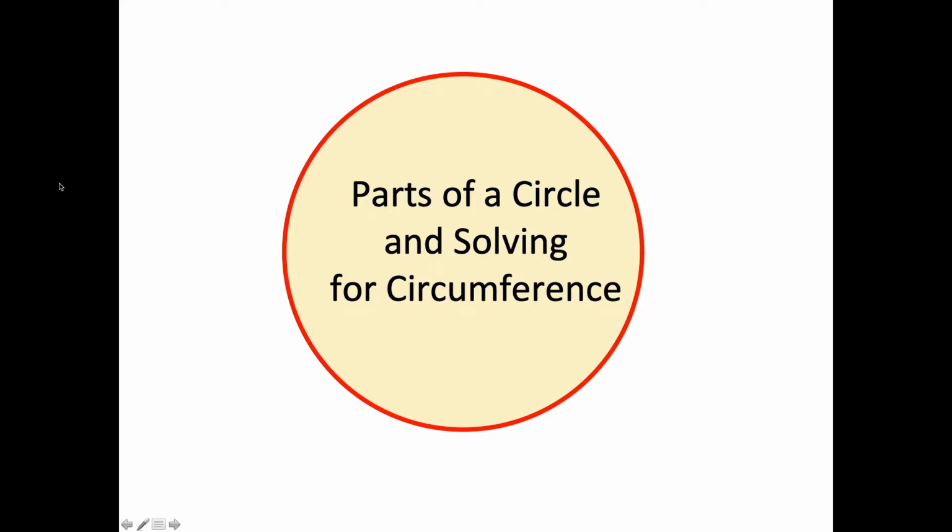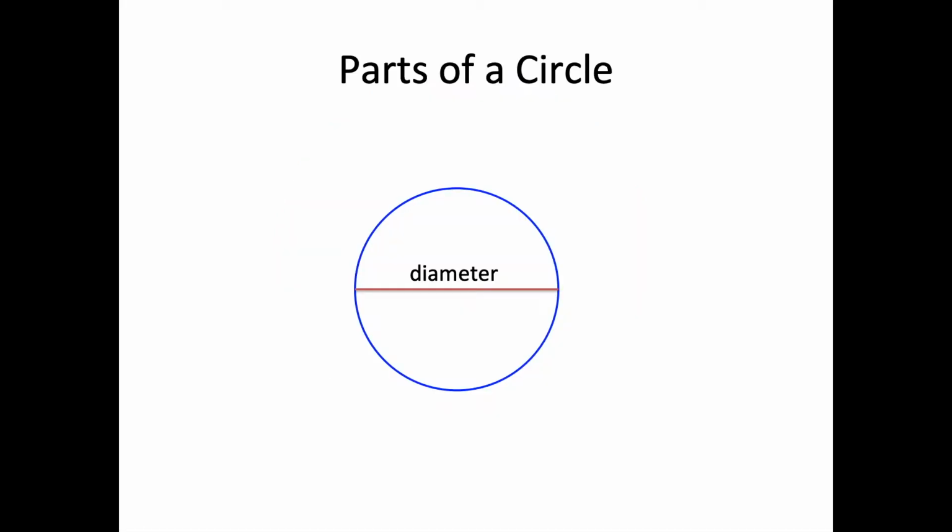Today's lesson is on parts of a circle and solving for circumference. The parts of a circle include the diameter, which is the line that goes from one side of the circle to the other, but it always must cross through the center.